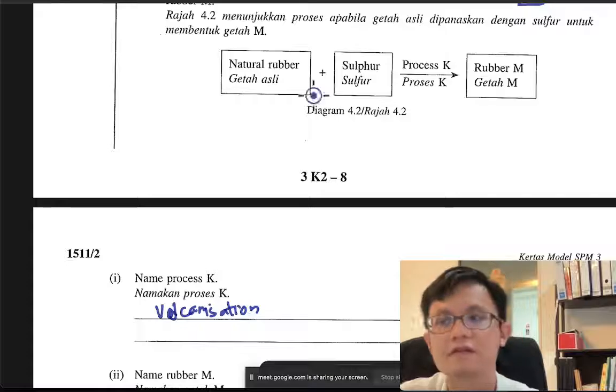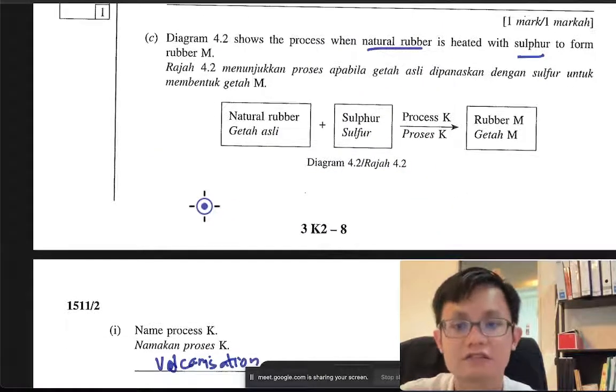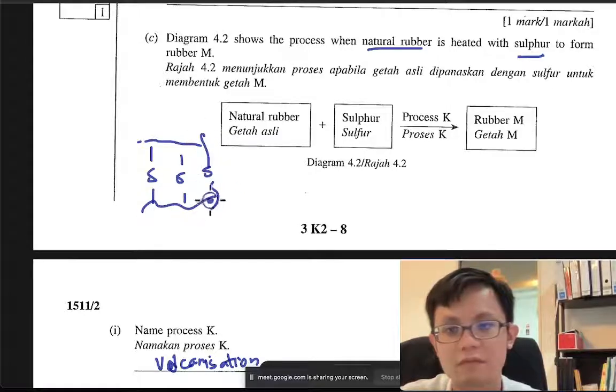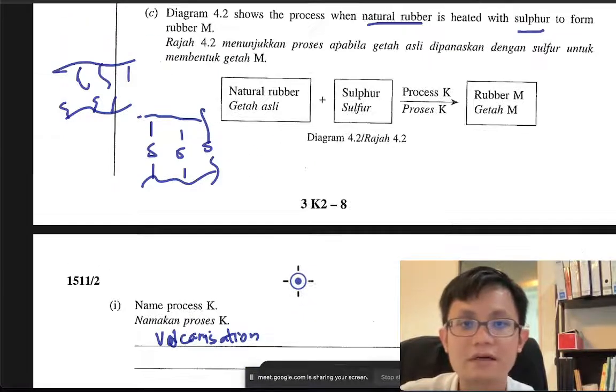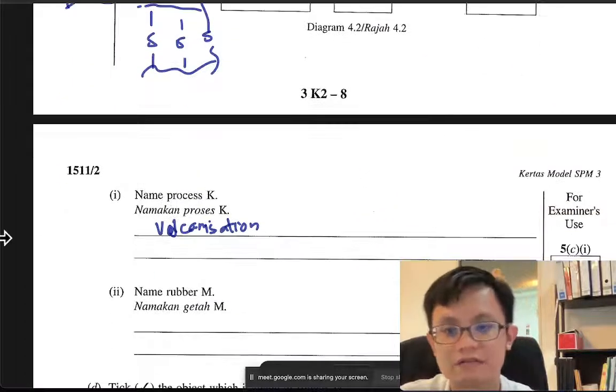Vulcanization will eventually make the rubber more elastic and stronger as more and more bonds form between the rubber. Let's say this is the rubber. Before, it is just like that, not really bonded. After you put sulfur, there is a great deal of bonding. Name the rubber M.